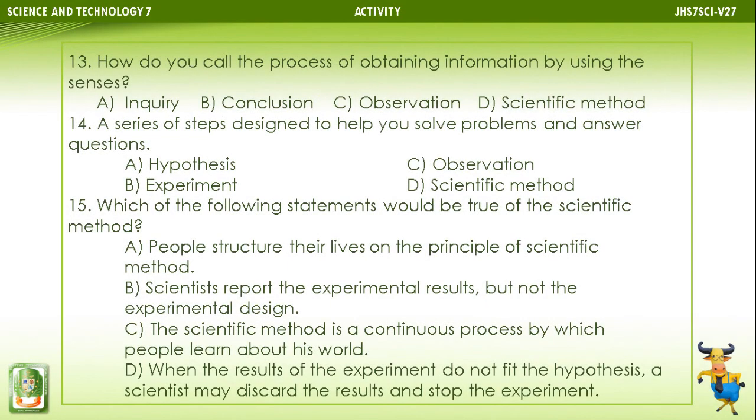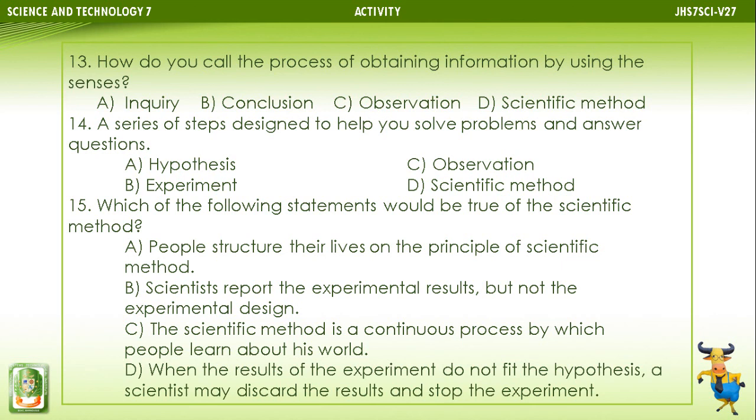13. How do you call the process of obtaining information by using the senses? A. Inquiry. B. Conclusion. C. Observation. D. Scientific method. 14. A series of steps designed to help you solve problems and answer questions. A. Hypothesis. B. Experiment. C. Observation. D. Scientific method.